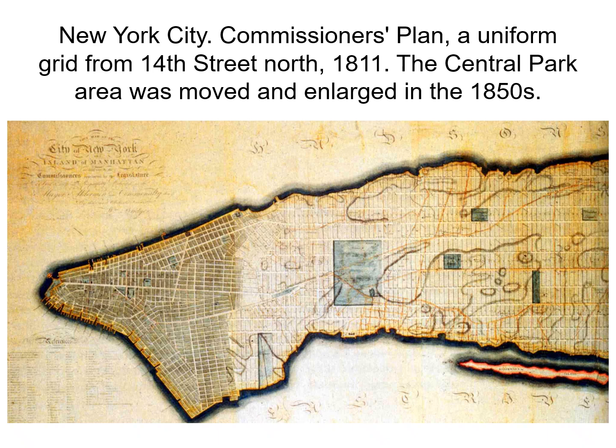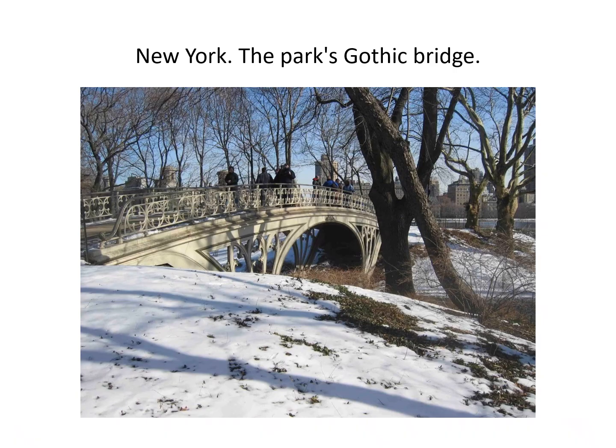This graphic or drawing of the island of Manhattan in New York City, commissioners planned a uniform grid from 14th Street north in the year 1811. The Central Park area was moved and enlarged in the 1850s. New York Park, the Park's Gothic Bridge.